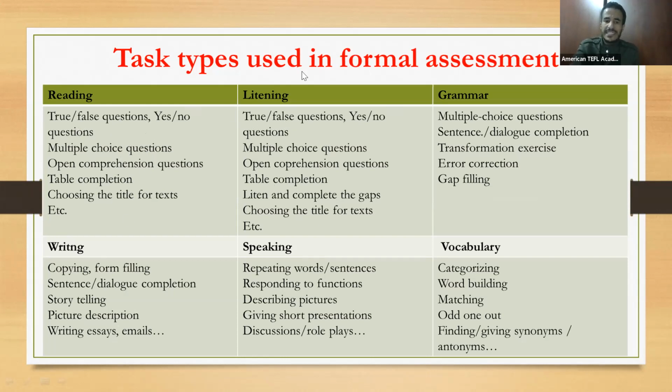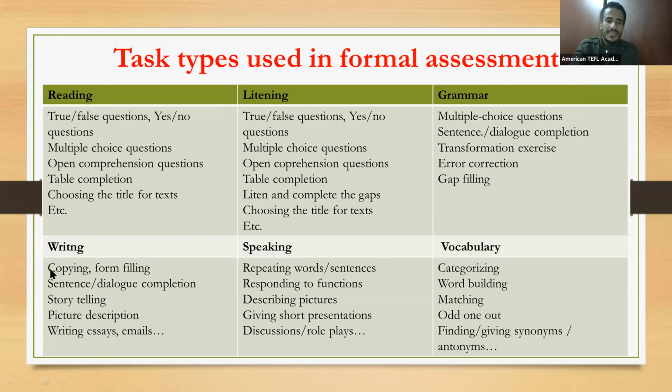For listening it is the same, true, false, etc. For grammar, multiple choice questions, sentence or dialogue completion. They can complete a dialogue about simple past. Hi, how are you? I got up at 9, so they have to complete: what time did you get up, etc. Transformation exercise. Rewrite the following sentences: reported speech, passive voice. Error correction. You can give them a mistake and they have to correct it. I makes mistakes. I plays tennis, so they have to correct, etc.